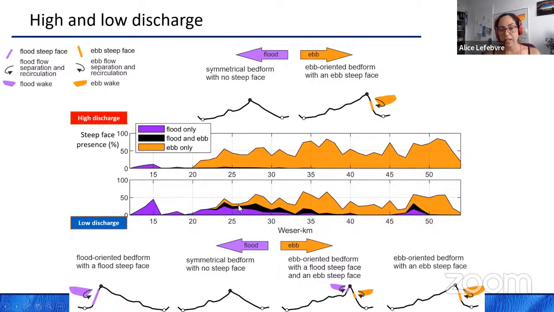We have then here in the middle some bedforms that actually have a steep face on both sides, or also places where we have a lot of flood-oriented steep face bedforms and ebb steep face bedforms, and a lot less which have this ebb steep face, and here a mix again.